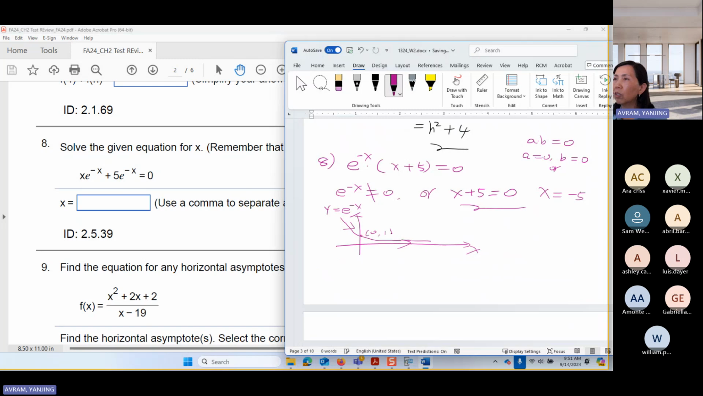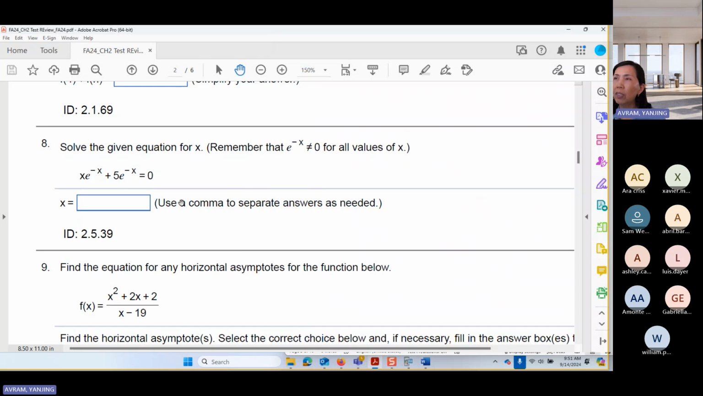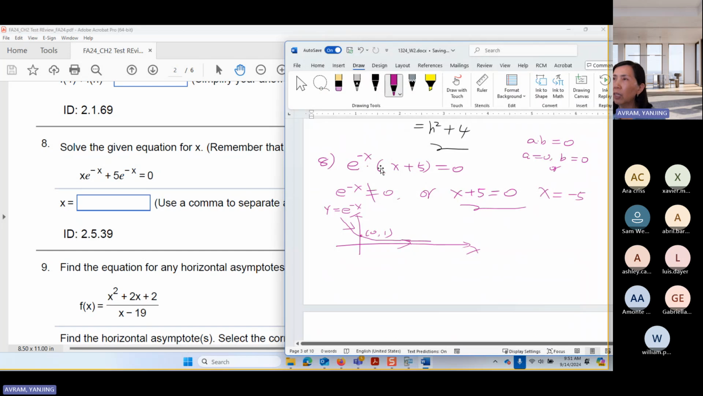This one is 0 and 1. That's a decreasing exponential function. Since this one never goes to 0, you factor it out. The only thing that can be 0 is the second factor, right? This first factor never goes to 0, so only the second factor can be 0.